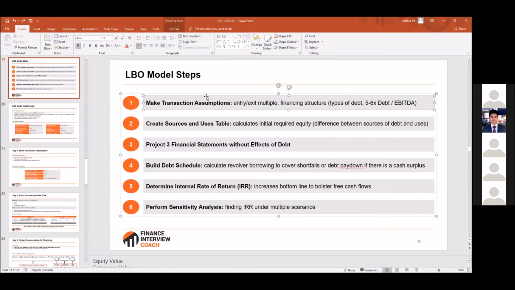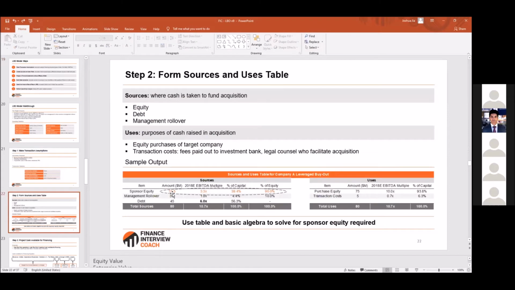As with everything, you make your assumptions first. What multiple are you buying? What are you selling at? How much debt are you using? What kind of debt? Step 2 is to create a sources and uses table. What is that? A sources and uses table is just a way to calculate sponsor equity. What's sponsor equity? That's the money we put in to buy the company. It's our initial investment.